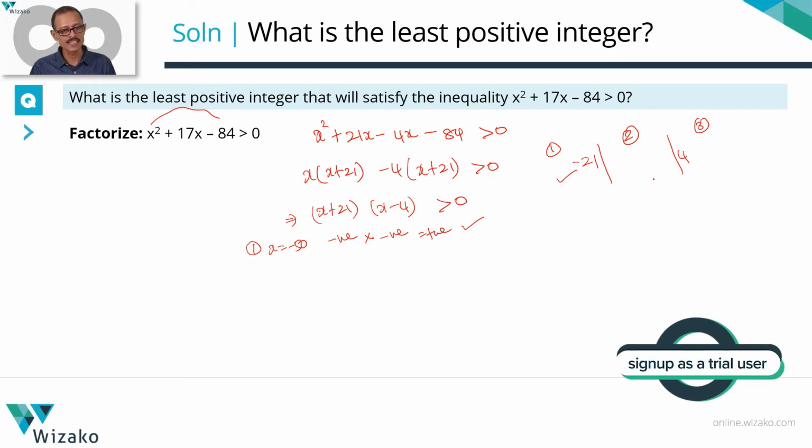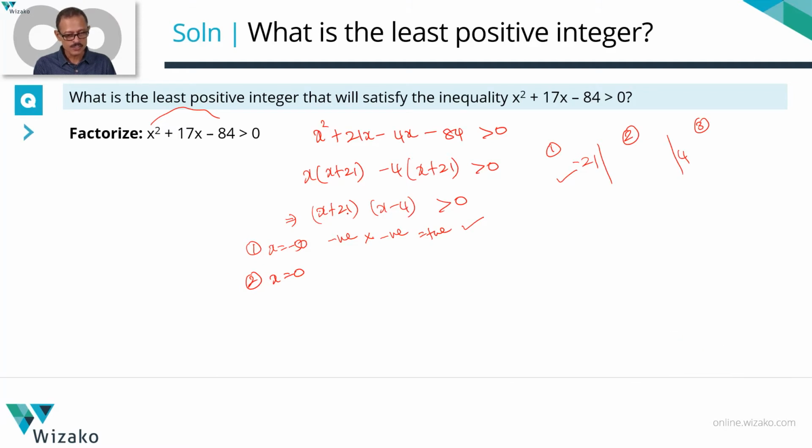Let's pick a value in the second interval. Again, let's pick some friendly number. Let's go for x equals 0, because between minus 21 and plus 4, 0 lies in between those two. Put x equals 0 here. 0 plus 21 is a positive number. Don't bother writing it as 21. What is of interest to us is whether the result is positive or negative. 0 minus 4 is a negative number. So positive times negative is going to give us an answer which is negative, whereas we want this expression to stay positive. So in the second interval, it does not hold good. Between minus 21 and 4, the inequality is not going to be satisfied.